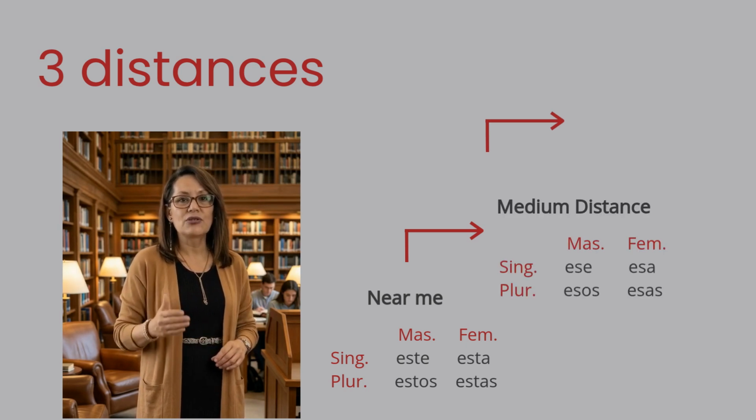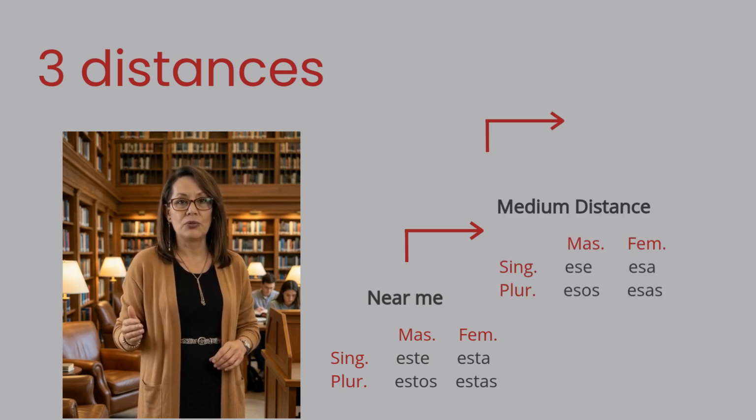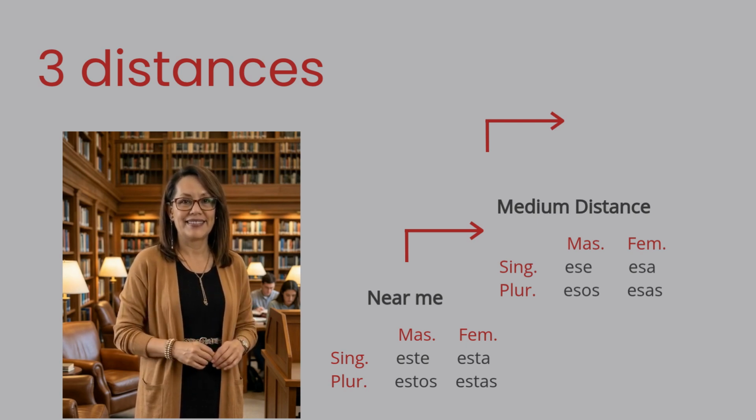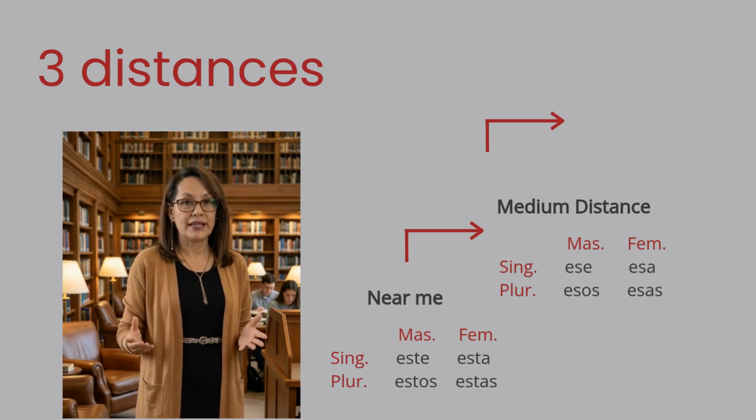The second distance refers to something that is not close to me, but is still relatively close in the context. In English, this is often translated as that or those. For medium distance, Spanish uses ese, esa, esos, and esas. For example, ese libro, esos libros, esa mesa, esas mesas. The object is not here, but it is not very far away either.